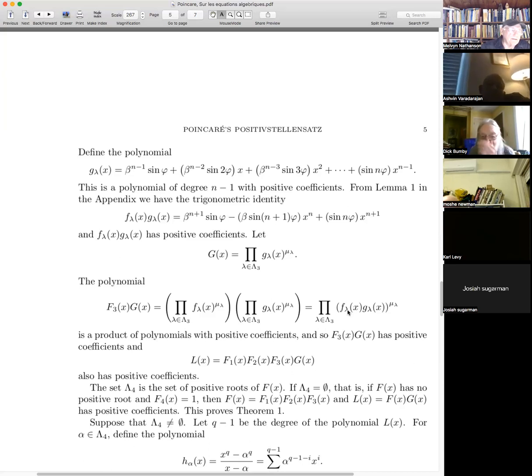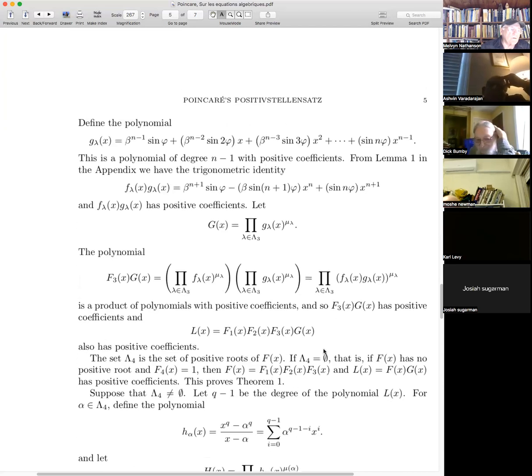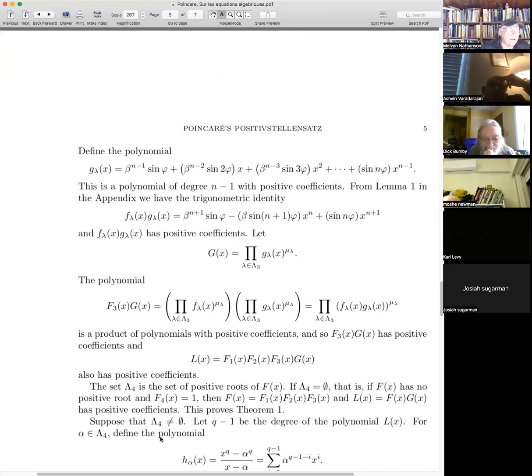So let's now consider the case where there is a positive root. That is, lambda 4 is not empty. So I have this polynomial L of x. L of x is f1, f2, f3 times g. This is a positive polynomial, all of whose non-zero coefficients are strictly greater than 0, or positive. And let's say this has degree q minus 1.